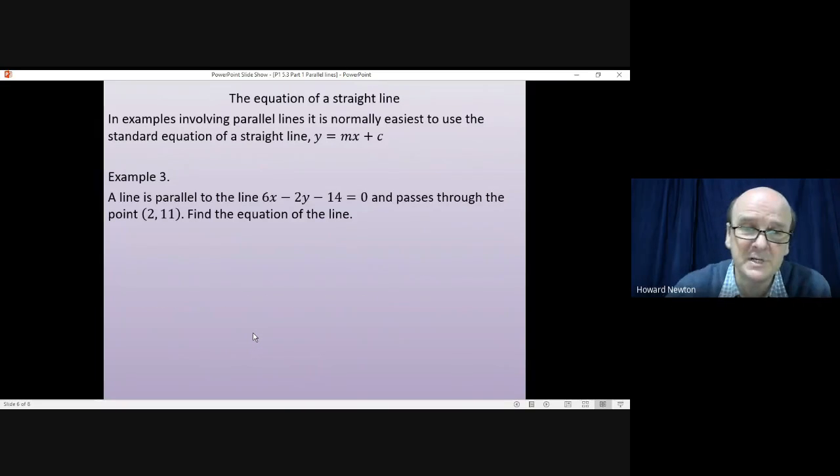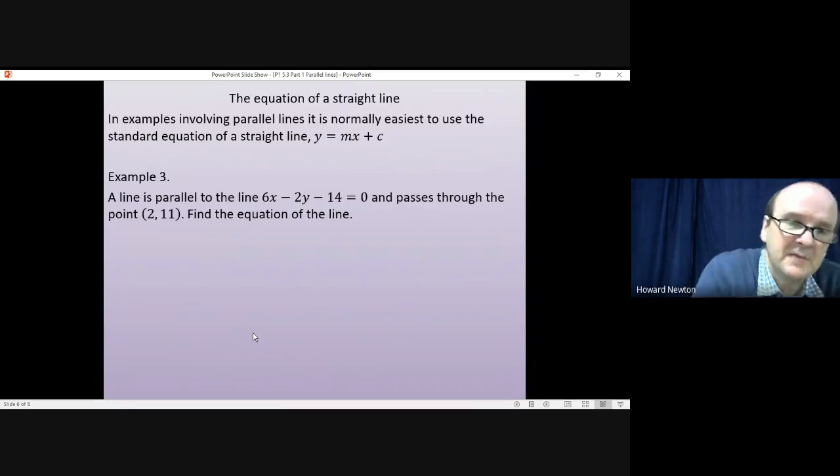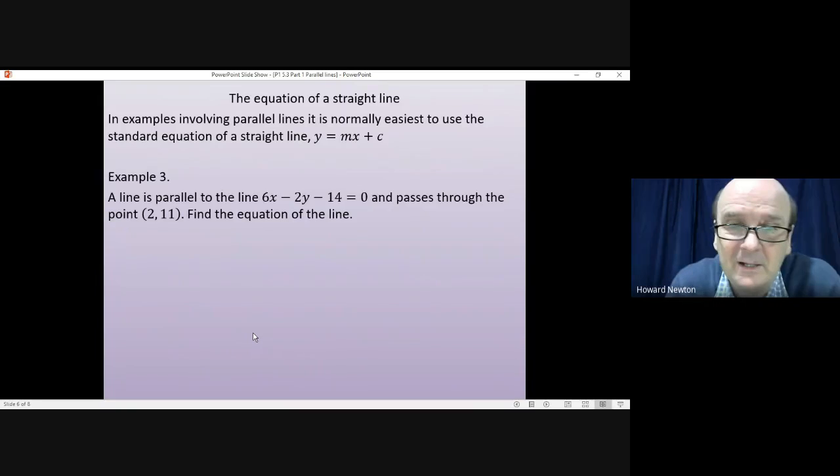The third example is a little bit more tricky. We're told that there's a line and that line is parallel to the line 6x minus 2y minus 14 equals 0. And then we're also told that the line passes through the point (2, 11). You have to find the equation of the line. I'll let you have a go at this yourself, pause the video, and then come back again when you're ready.